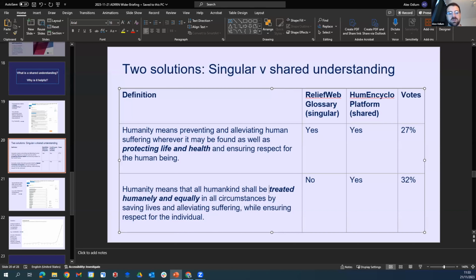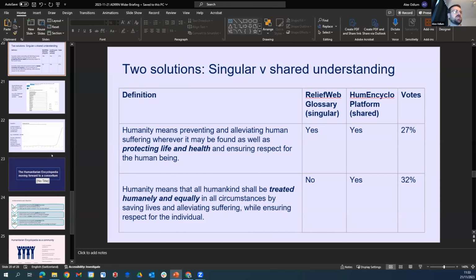And so on a platform like the Encyclopedia, where you can incorporate multiple different perspectives, we can retain that knowledge. But if you have to boil it down to one clear, concise, simple definition that has a lot of practical benefits, you end up in the situation where sometime into the future, we'll be debating, yeah, but for me, humanity isn't about protecting life and health. It's about treating everyone humanely and equally. And so you run into, again, a coordination dilemma where we're talking over or around each other and not talking to each other.